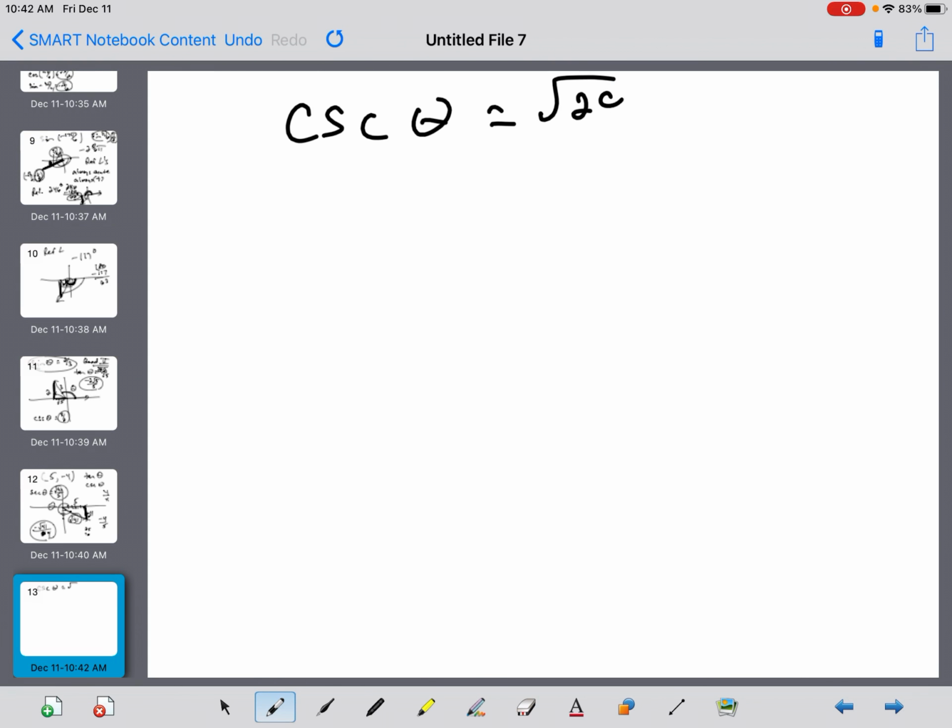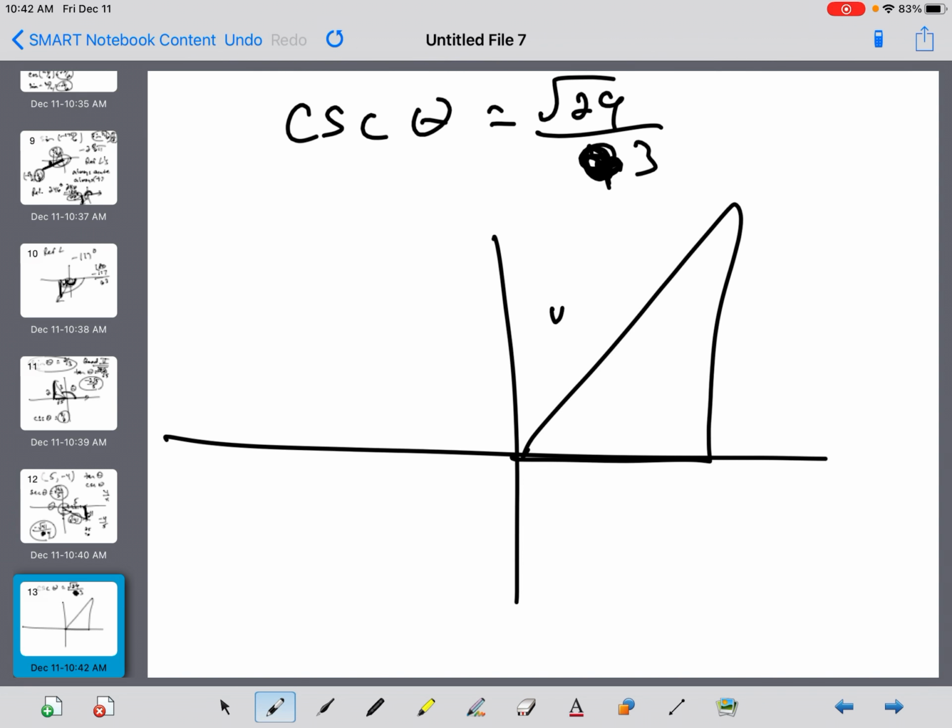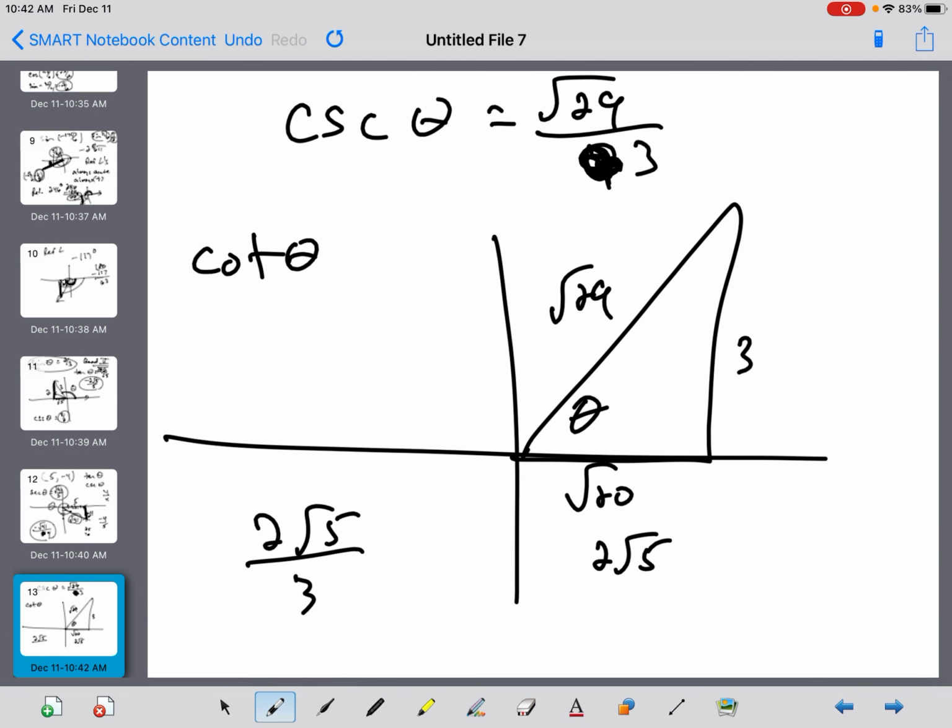Cosecant of theta equals root 29 over 6. No, that's not right. Let's do it over 3. Okay, so I draw the picture. I don't know where to draw it. I put it in quadrant 1. Cosecant would look like that. Okay, so this is 29 subtract 9. This is root 20, which should also be written as 2 root 5. Now, I have my triangle. I can find anything I want. What if they wanted the cotangent? 2 root 5 over 3. Done. Adjacent over opposite.